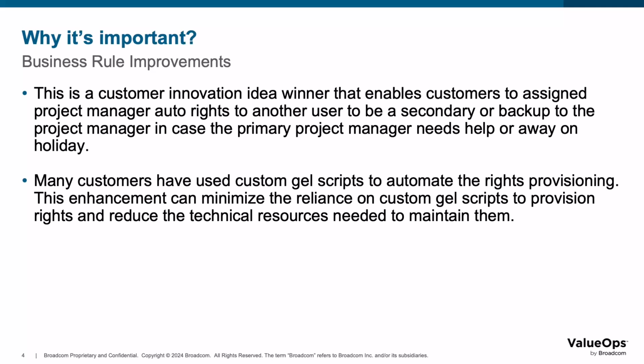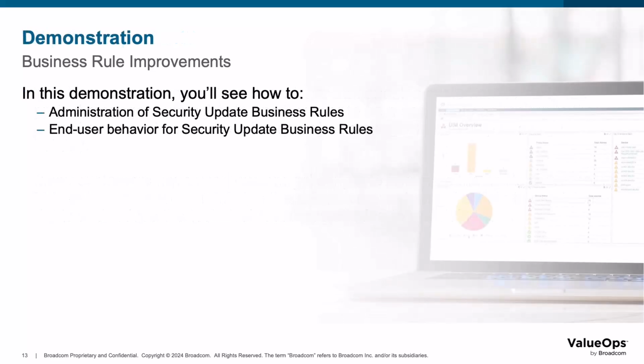The way customers do this today is via custom GEL scripts that try to automate this rights provisioning. This will eliminate or minimize the need for those custom GEL scripts, and also reduce the need for a technical resource to help maintain them. This new capability also provides an easier and better way from an upgrade perspective, since we'll maintain support of these over upgrades. So let's give a demonstration of the business rule improvements so you can see them in action.